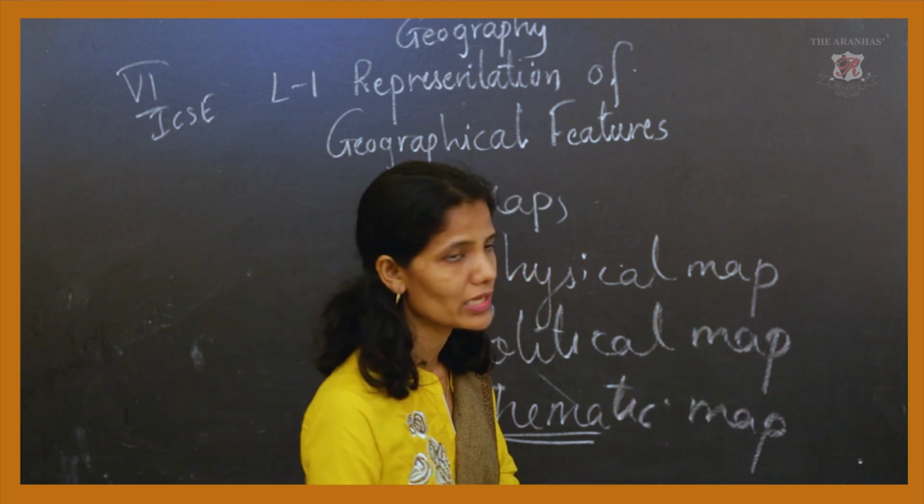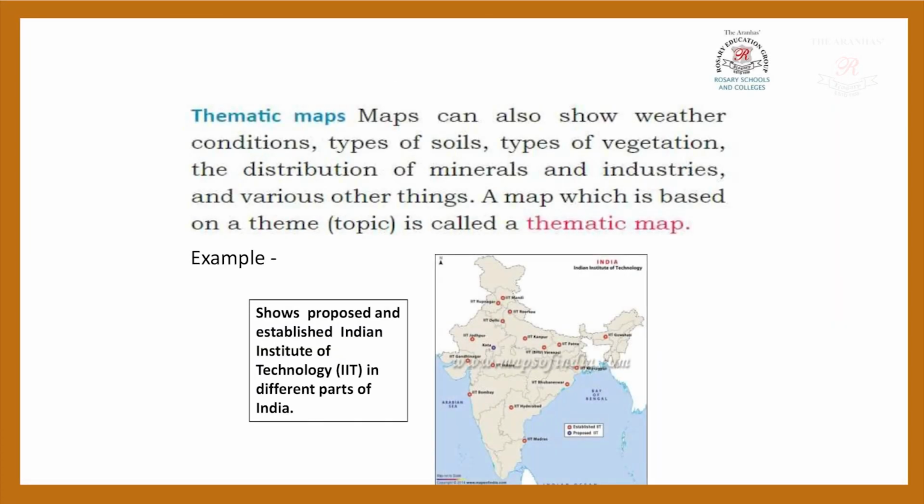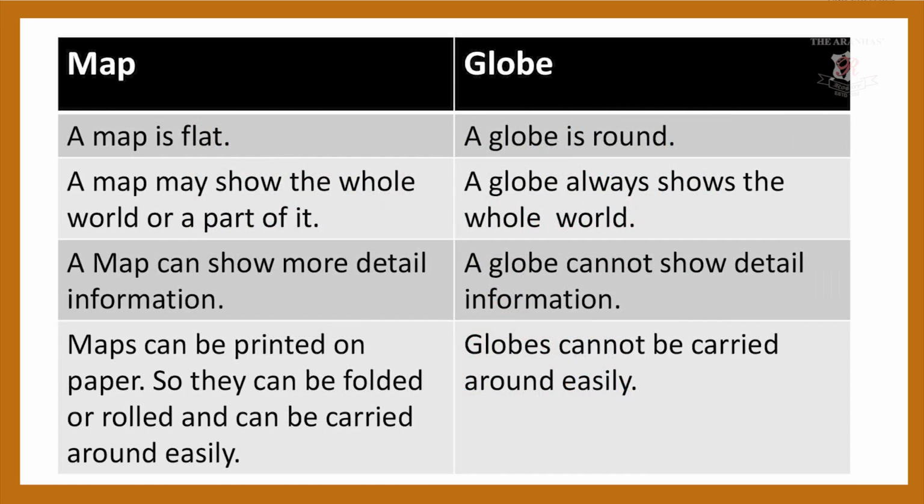You can just see the markings over there, where you will understand that this particular map is a thematic map, where we are studying only a specific topic, and that topic is learning about the Indian Institute of Technology. Now we are going to see the difference between the map and the globe. So what is the difference between the map and the globe?